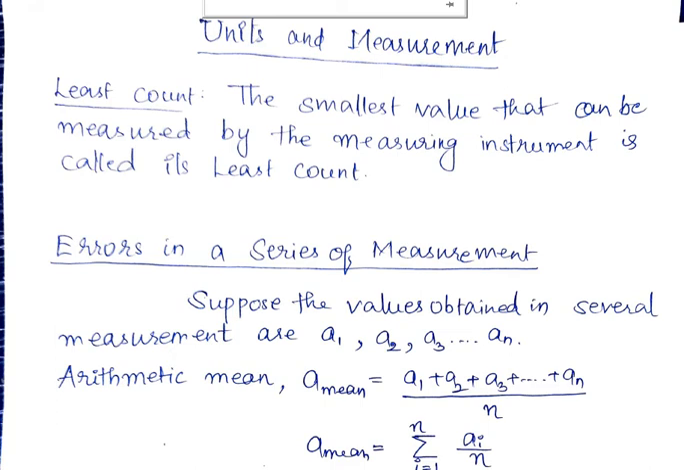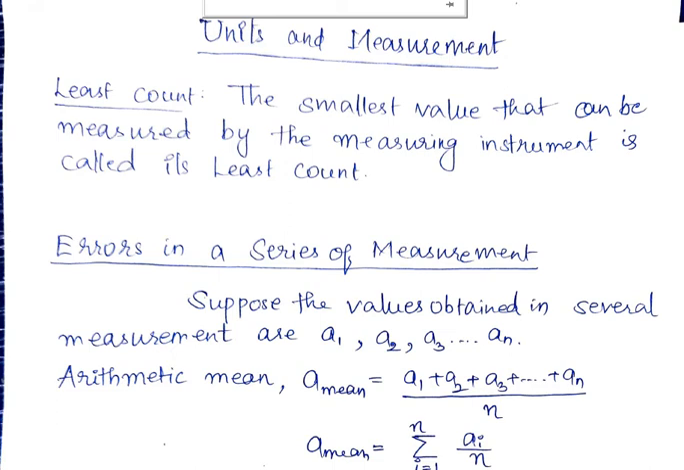So I'll briefly say what the least count is. The least count is what? The smallest value that can be measured by the measuring instrument is called its least count. Any measuring instrument has a least count, the minimum value which it can measure.